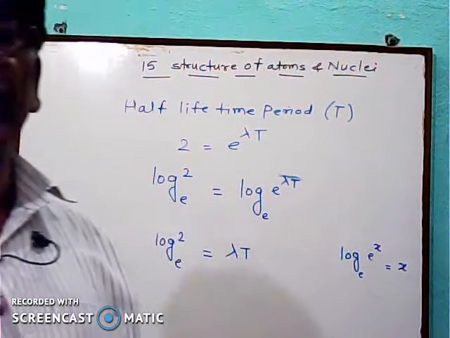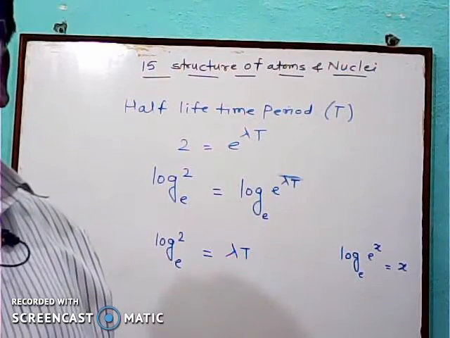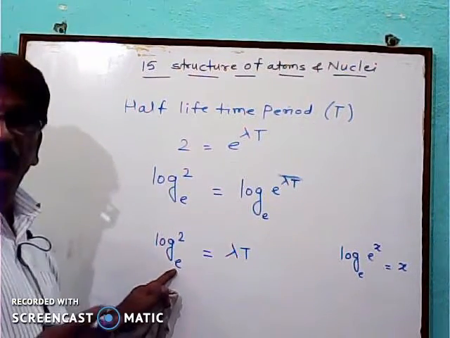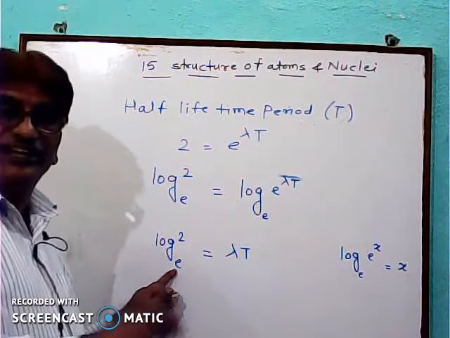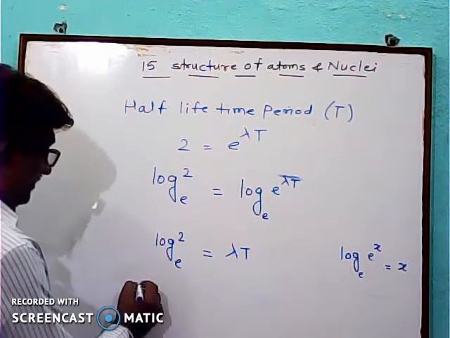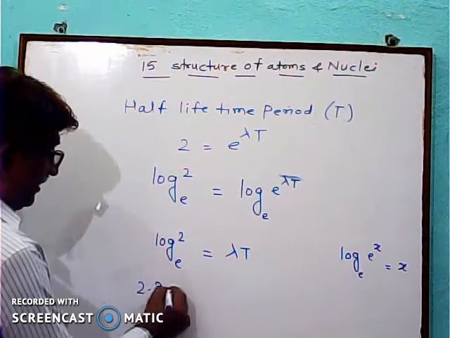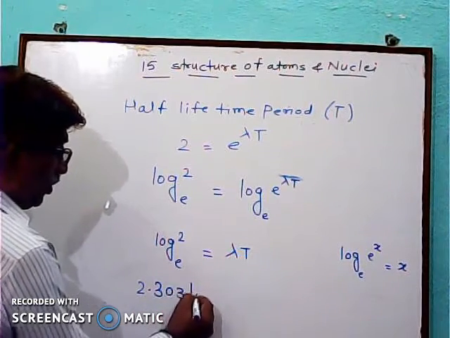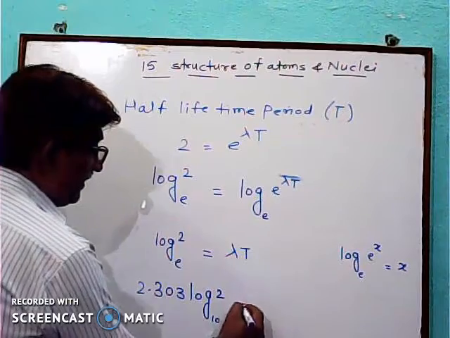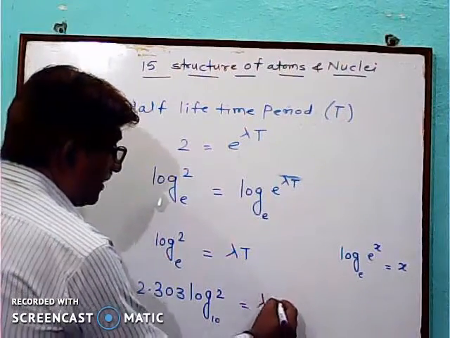Again, we want to find the value. Conversion of base e to base 10. Here a formula will be used, that is 2.303 log of 2 to the base 10 is equal to lambda capital.